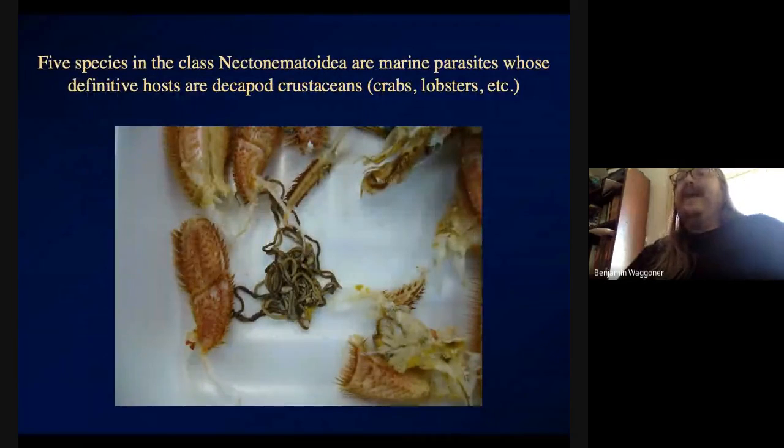There's 5 species in a class called Nectonematoidea that are marine parasites that infect crabs and lobsters and things like that. There's body parts of a dissected, can't tell what it is, maybe a crab. And that stuff that looks like dark spaghetti in the middle is nectonematoids that have been removed.